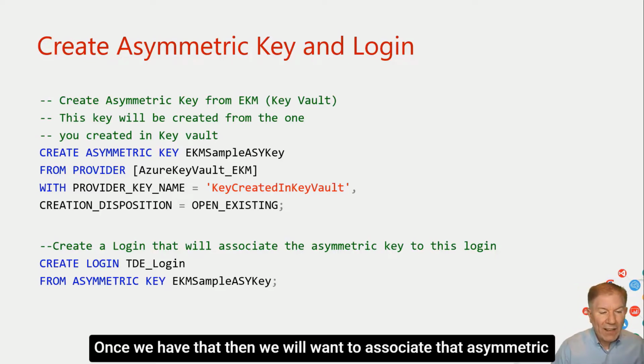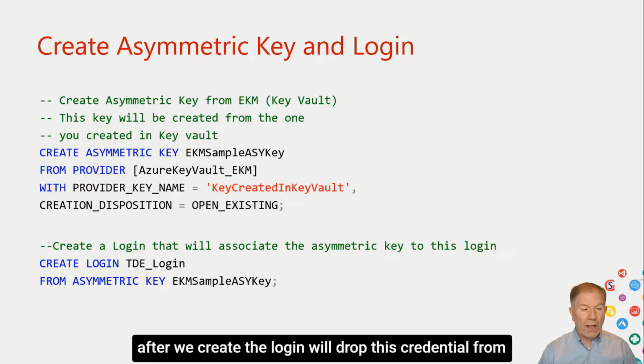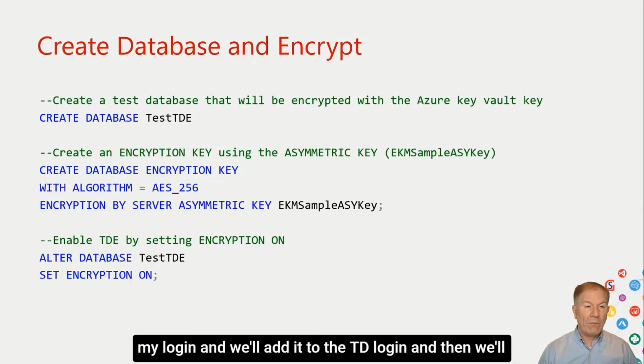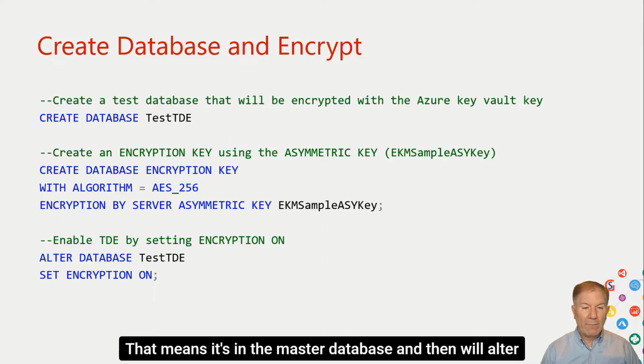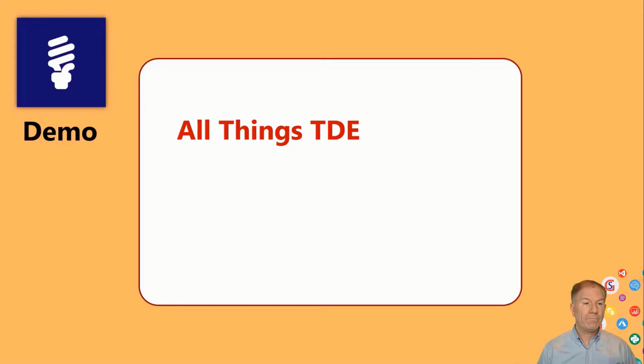Once we have that, then we will want to associate that asymmetric key to a SQL login instead of my login. So we'll drop the association after we create the login. We'll drop this credential from my login and we'll add it to the TDE login. And then we'll create the database encryption key using the asymmetric key. And notice it says server asymmetric key. That means it's in the master database. And then we'll alter the database and set encryption on, and we're encrypted using Azure Key Vault. It's pretty slick. So let's go and demo the TDE things.